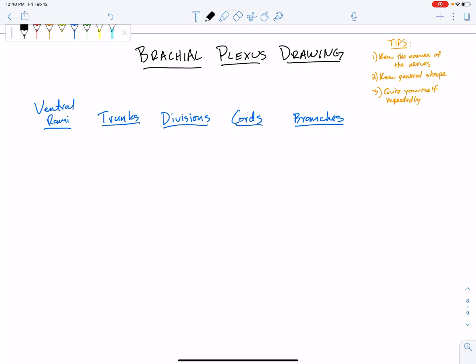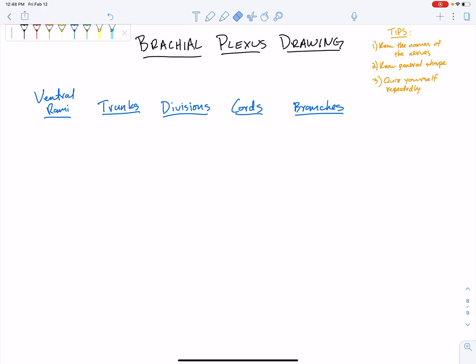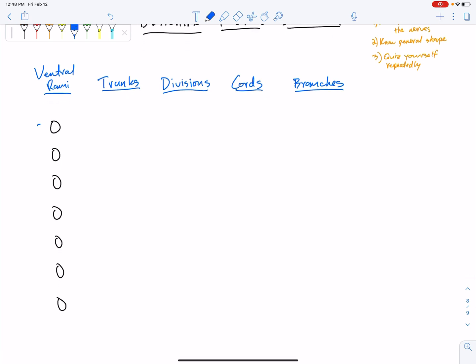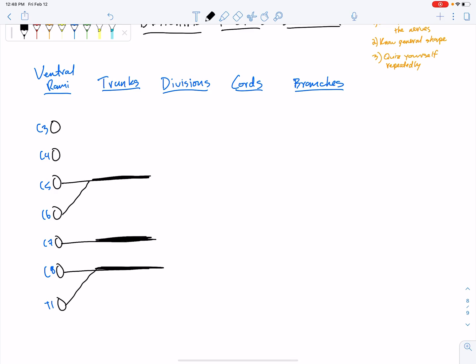Okay, so here's where I start. I write out all the labels first, and then I'm just going to work my way left to right. So first you have C3, C4, C5, C6, C7, C8, and T1. Those are the ventral rami. And let's label those. C3, C4, C5, C6, C7, C8, and T1. C5 comes here into a trunk, and then C6 branches with that. C7 is its own trunk, and then C8 is another trunk, and T1 branches there.